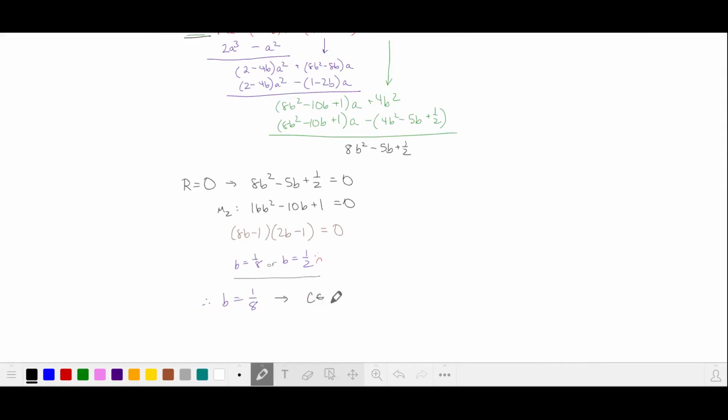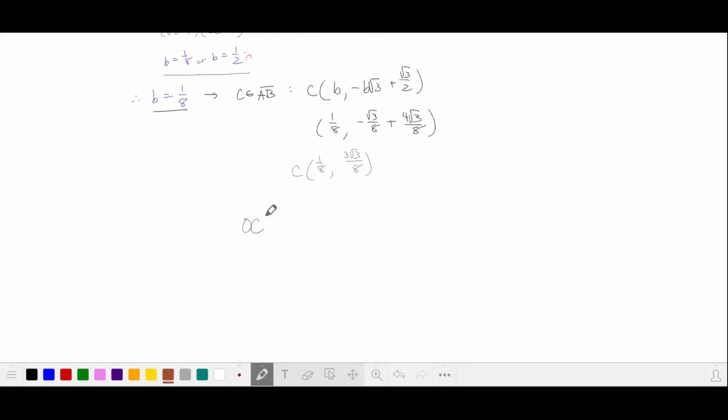Since c is on our segment AB, it's going to have these x and y coordinates that look like this, so we'll plug in for b equals 1/8. The problem asks for the square of the distance from the origin to point C. This is 28 over 64, or 7 over 16. Simplified as a fraction in lowest terms as p over q, the problem asks for the sum of p and q, and our answer is 23.